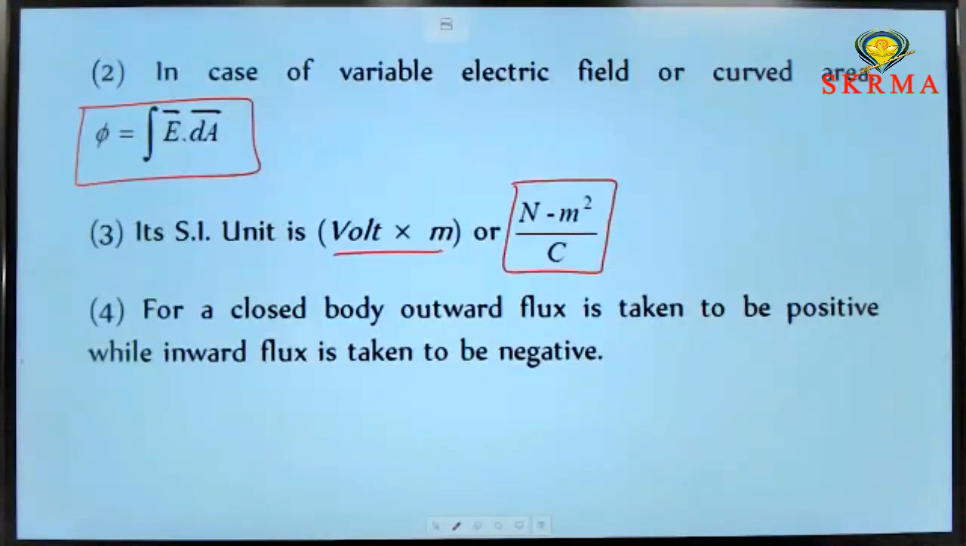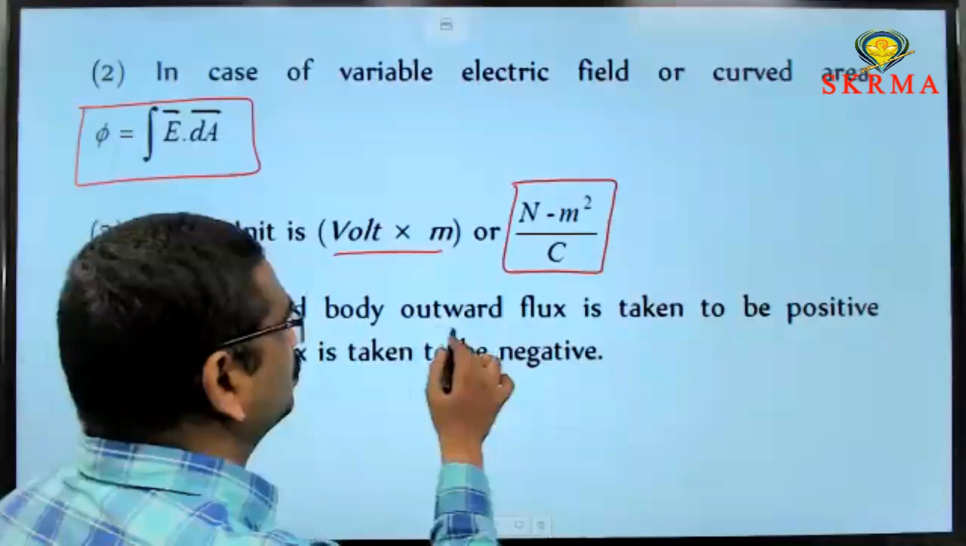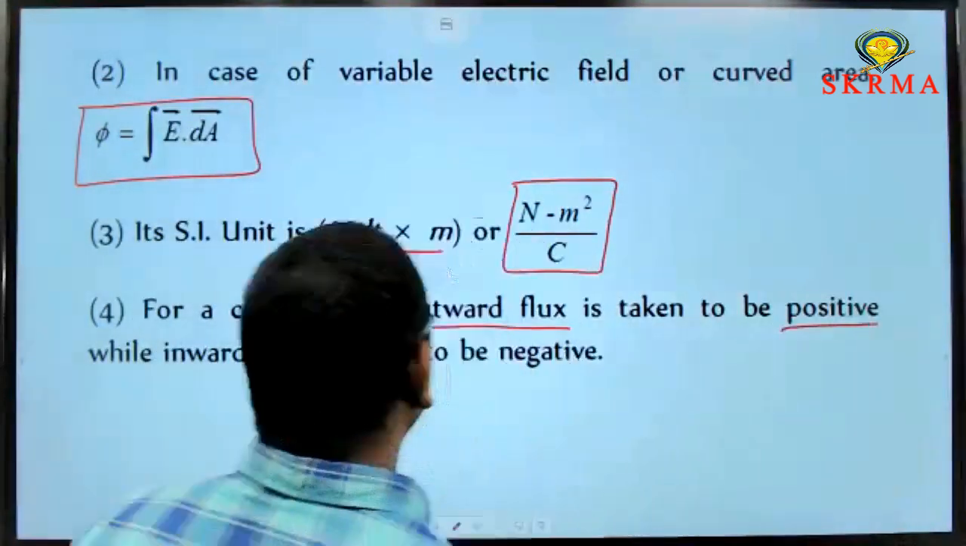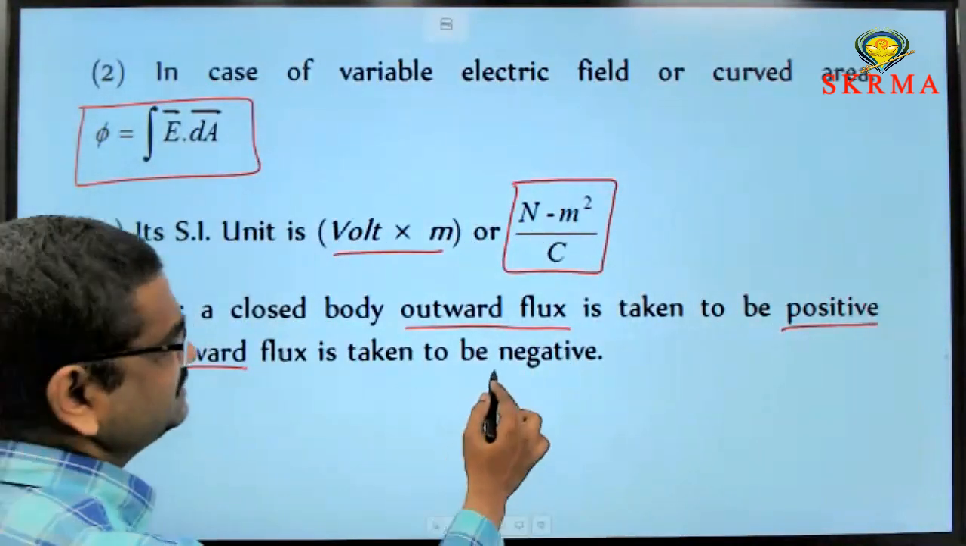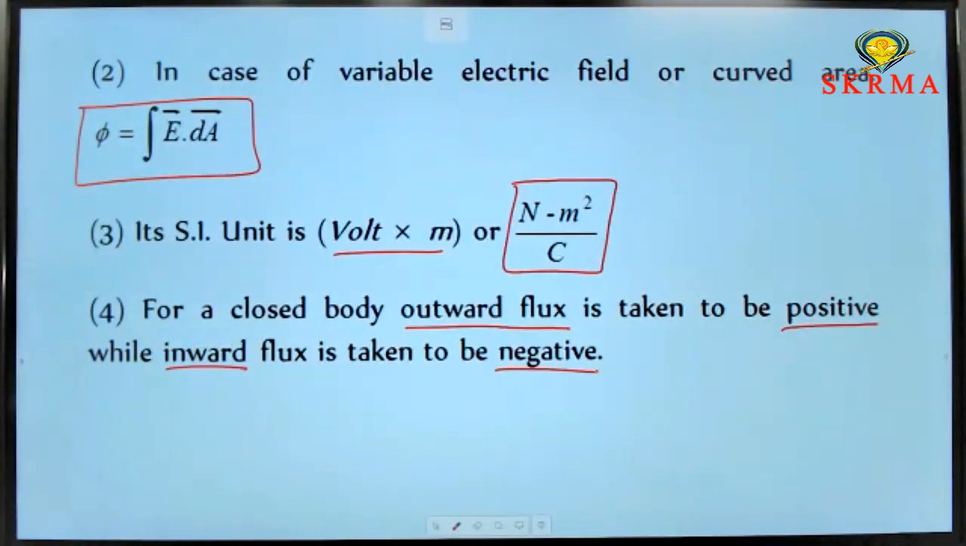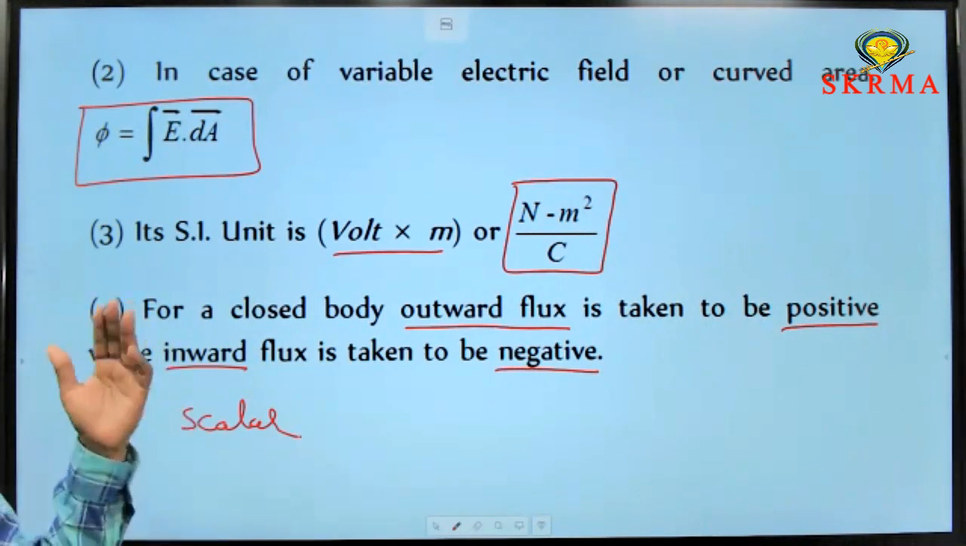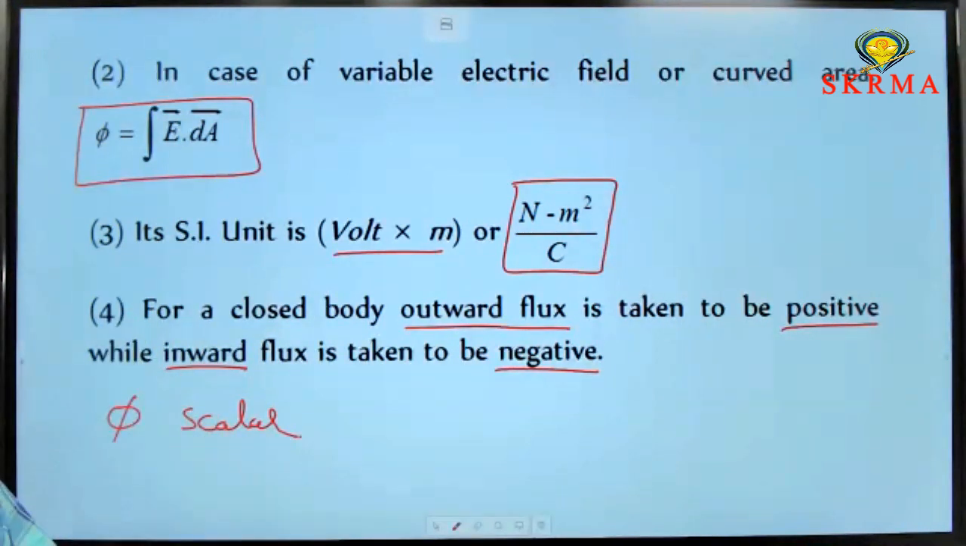Next one, for any closed surface, outward flux is taken as positive. Outward flux is positive and inward flux is negative. So sign convention we can take like this. So is it a vector or scalar? Phi is a dot product, so it is a scalar quantity. Electric flux is a scalar quantity because there is a dot product in the basic equation, so it should be a scalar.